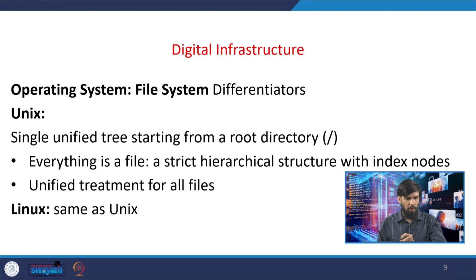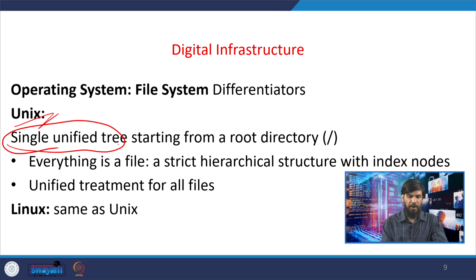Now moving on, how Unix is different. So Unix is quite different if we compare that to Windows Server, right. So Unix goes for a single unified tree starting from a root directory. So there is a root directory, and from that a tree is created. So all the files and folders are structured or unified under that root node, right. So therefore a single unified tree is there, and everything is considered a file.